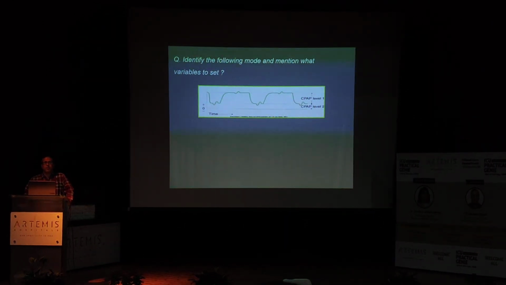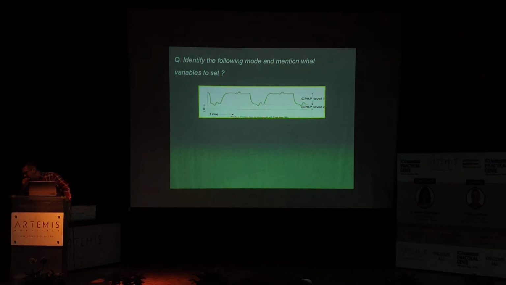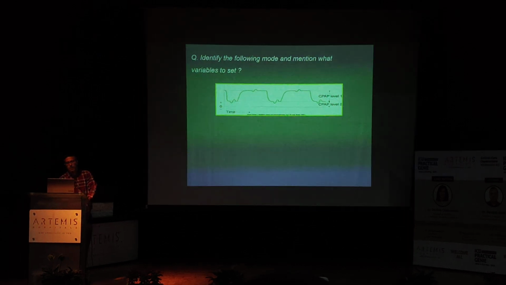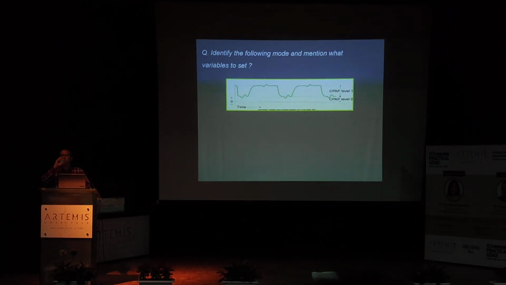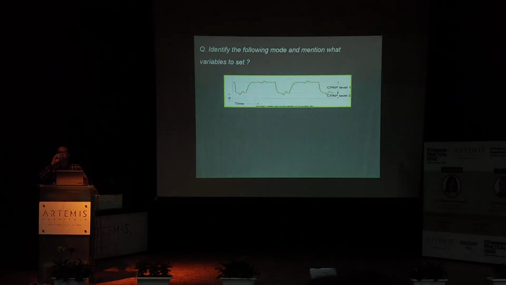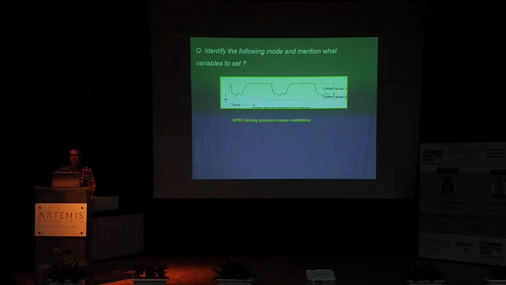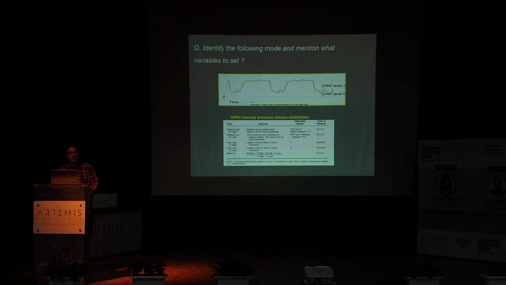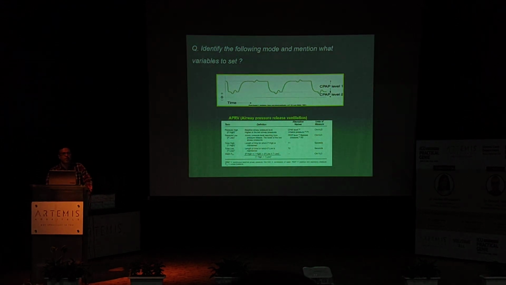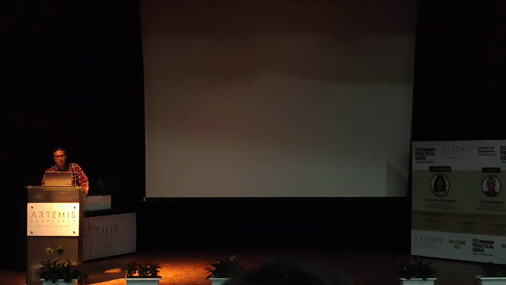This mode I have not covered. Any idea about this mode? APRV. What do you set in this mode? P high, T high, P low, T low. Remember, this is a spontaneous ventilation mode. The patient can actually breathe on both the higher pressure and the lower pressure. There is the P high, P low, T high, and T low. Fine? What is the question?